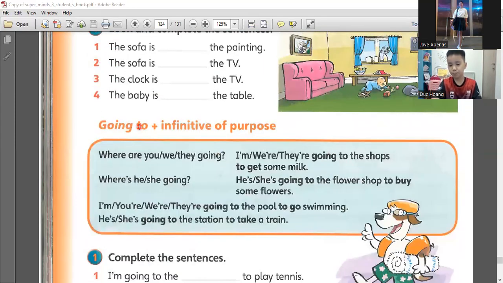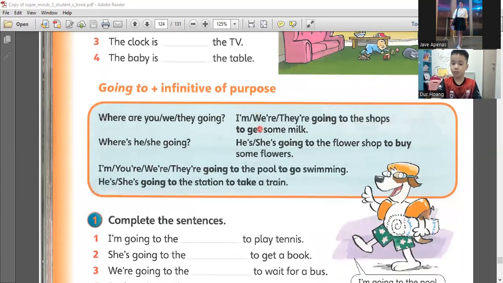Yes. Let's go to going to plus the infinitive of purpose. Let's read the sentences in the box. Where are you going? I'm going to the shop to get some milk. Next one. He is going to the flower shop to buy some flowers. I'm going to the pool to go swimming. He is going to the station to take a train. All right. Very good.